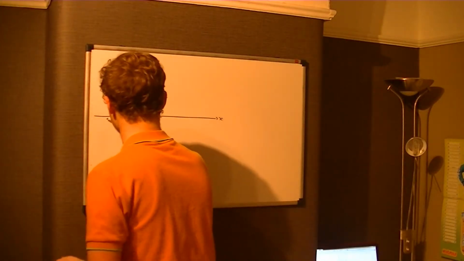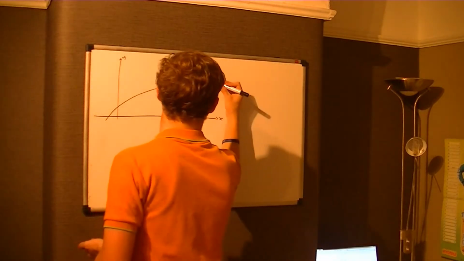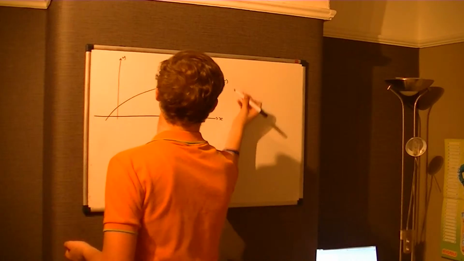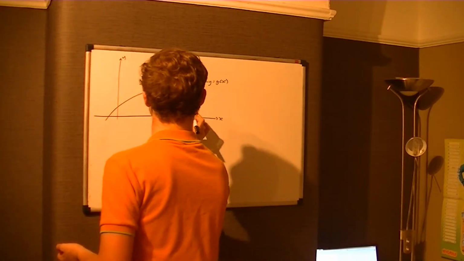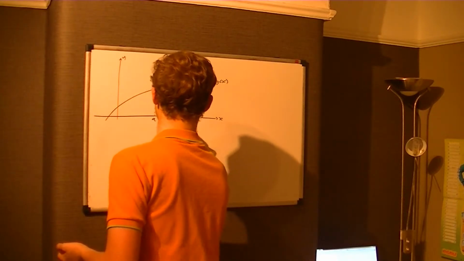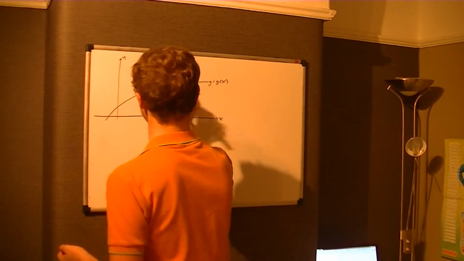Say we've got something like this. Say this is y equals some function of x, I'm going to call it g of x, and we get some limits to integrate it between. I'll call these a and b. Okay, and we're asked to integrate this little bit here.